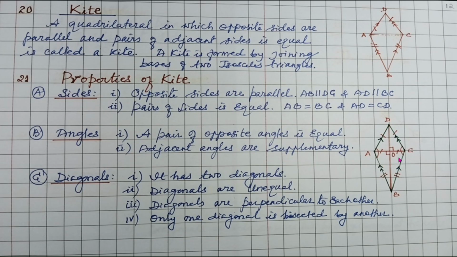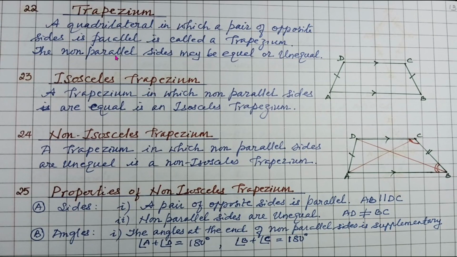Diagonals are unequal. We have diagonal AC and diagonal BD, which are unequal. Diagonals are perpendicular to each other, and only one diagonal is bisected. If you observe here, only the diagonal AC is bisected by the diagonal DB. Remember that. Now coming to the next important discussion, that is trapezium.